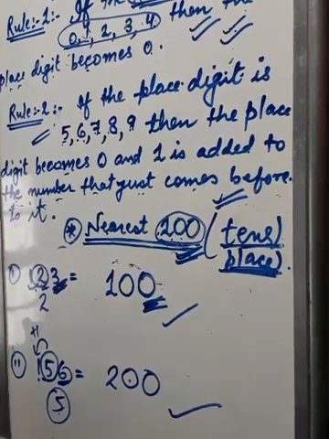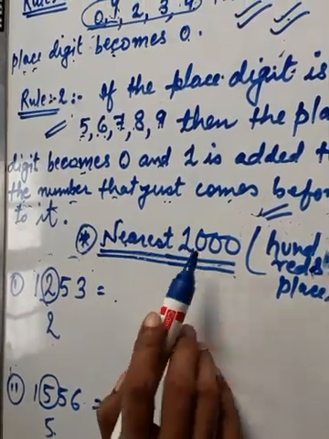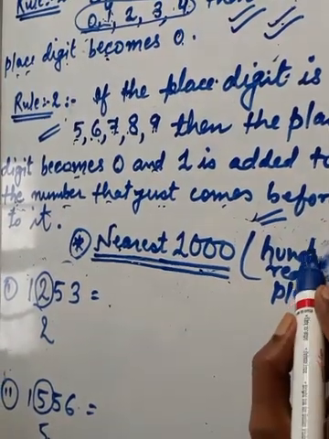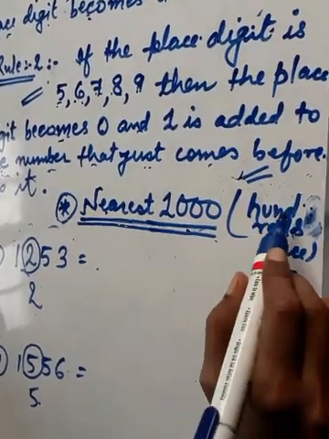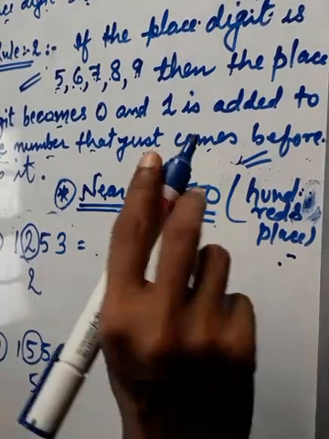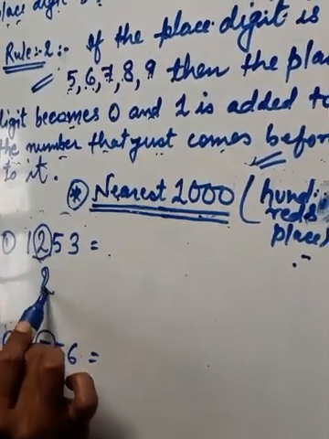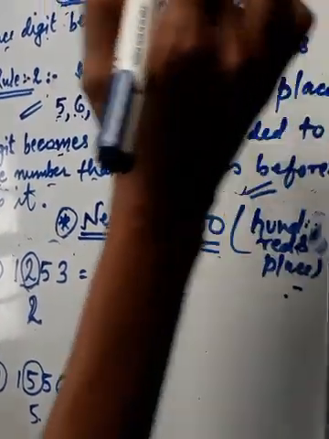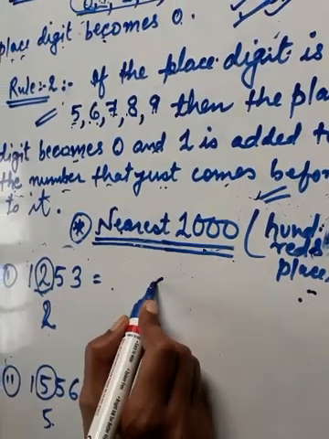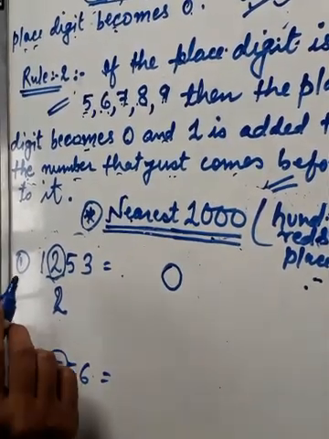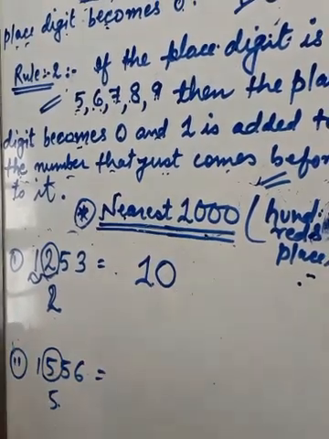So we will move to nearest 1000 now. So students, now you will move to nearest 1000. For nearest 1000 we have to see the digit at the hundreds place. Ones, tens, hundreds. What is at the hundreds place? That is 2. So we have to follow rule 1. Rule 1 says that when the digit is 0, 1, 2, 3, 4, then the digit becomes 0 and the number that just comes before is written the same as in the question.